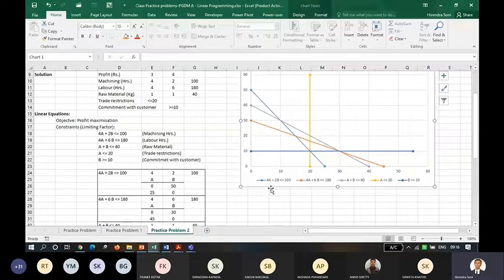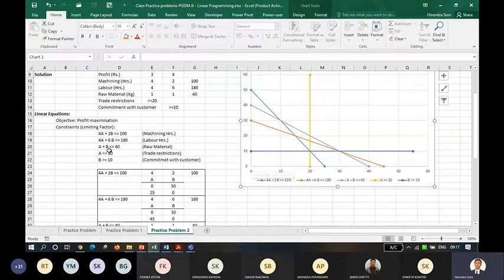Before we do that, we need to understand what is the common region that we are referring to. Now, 4a plus 2b less than or equal to 100. That means this blue line. When I say less than or equal to, I'm referring to the region on the inner side, the region between this and this. Fine.